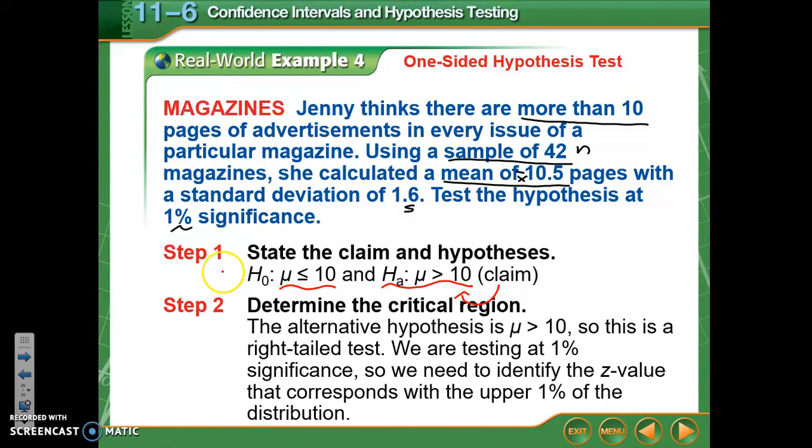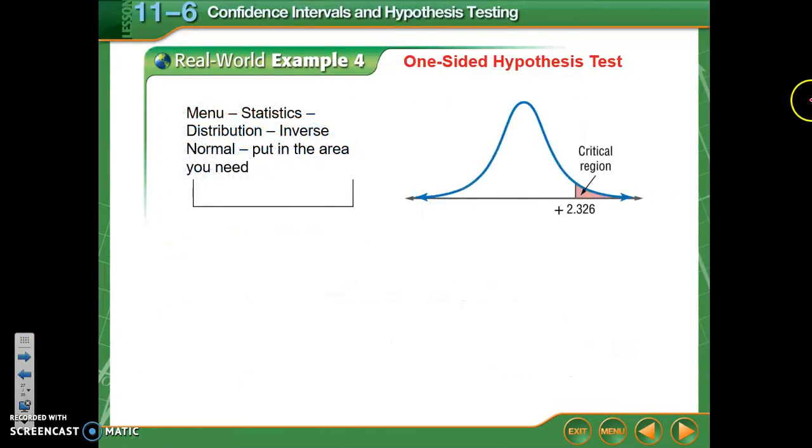Step 2 is to figure out the critical region. The alternative hypothesis is greater than 10. So if you look back at the chart with the tails, that means that we're going to use a right-tailed test because the alternate hypothesis has a greater than sign. We're testing at 1% significance. So what we have to do is find the z-value that goes with the upper 1% of my normal curve. So in your TI Nspire calculators, in your calculator screen, you go to Menu, Statistics, Distribution, Inverse Normal, and you put in the area you need.